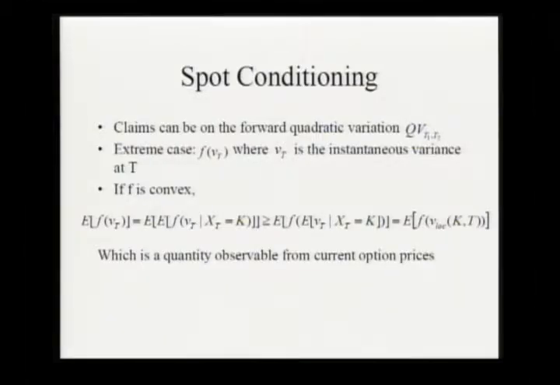If you have a convex function, so V would be the instantaneous variance. By a nesting property, you have the conditional expectations. You can condition by a value of the underlying. And now, due to the convexity of F, you can use Jensen's inequality here.